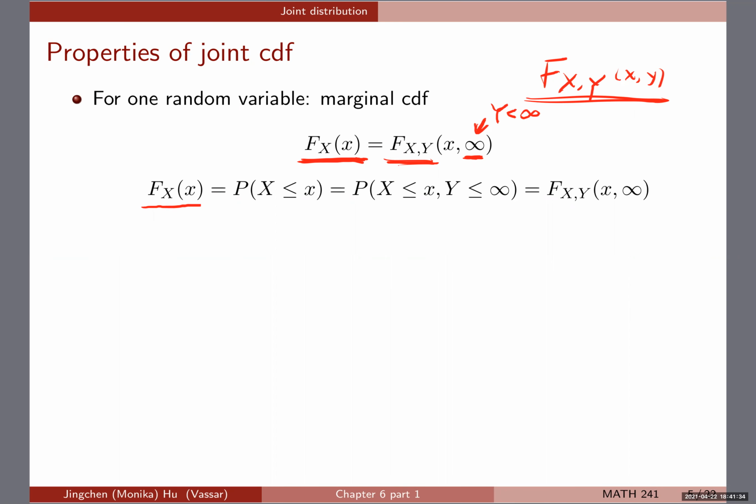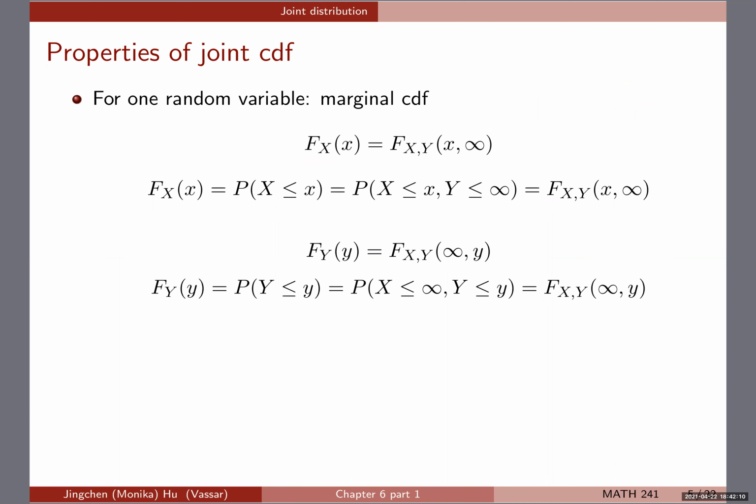And more formally, as you can see here, if I go back to the definition of the marginal CDF, I have F_X(x), which by definition is the probability that X is smaller or equal to x. That's the same as the joint probability that capital X is still smaller or equal to small x, but then Y can be anything on the real line, and that is equivalent to the result up there, okay? Similarly, you can do that for the marginal of Y as well.